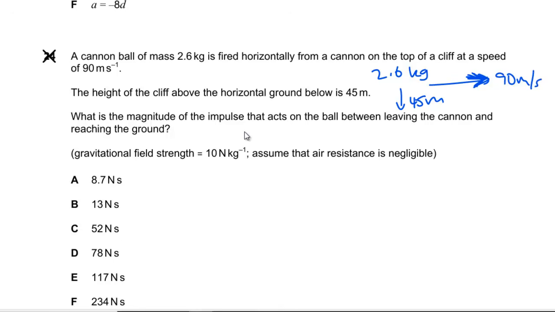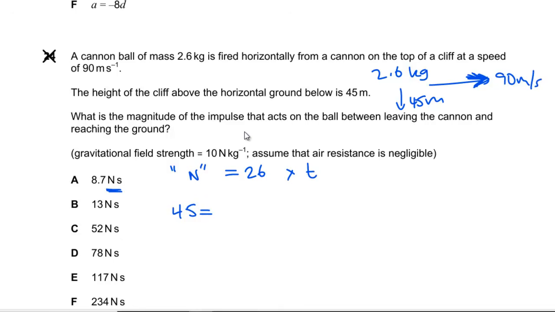Right, so the 90 meters per second is neither here nor there, because we only care about what's happening in the vertical direction, force due to gravity. And well, we can see this in the units. Everything's Newton seconds. We know what the newtons are. Newtons going downwards, our newtons is going to be 2.6 times 10. So that's 26. And we need to multiply that by the time. How long does it take to drop 45 meters?